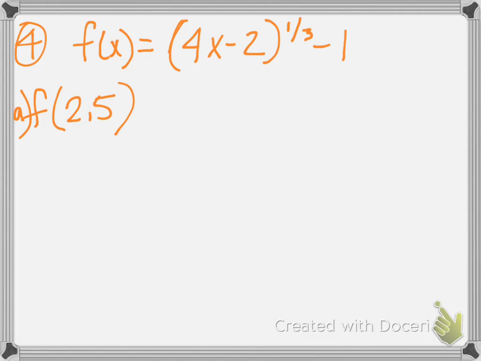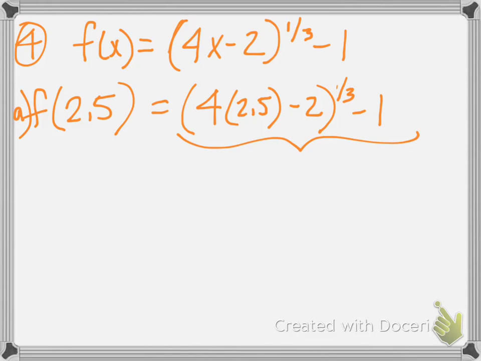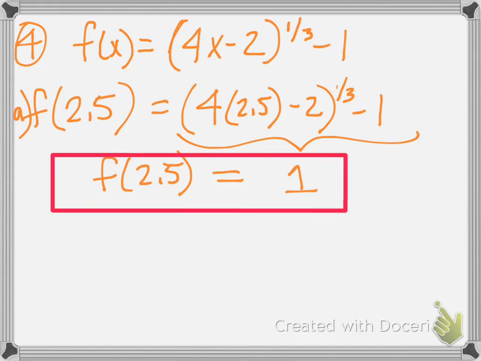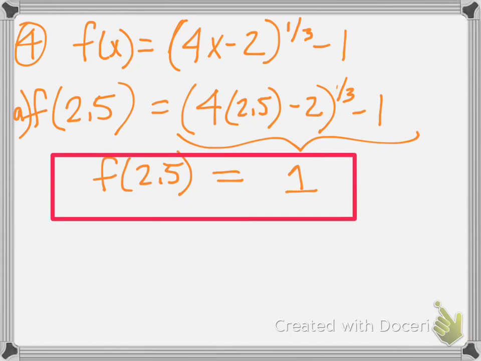So this is just asking to plug 2.5 into the function and evaluate. So I will plug in 4 times 2.5 minus 2 to the 1/3 power minus 1. Stick this whole thing in my calculator and I get 1. So f of 2.5 equals 1. There's A. Okay, moving on to B.